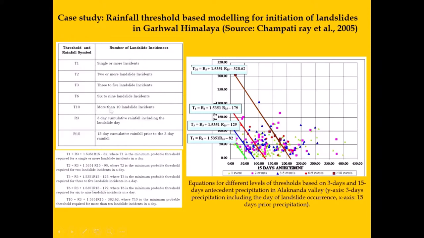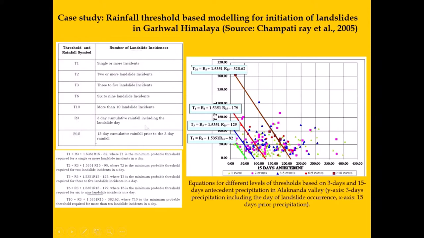Obviously, if more than 10 landslides happen in that area, that means rainfall also has to be of that much extent. So T10 obviously demands more rainfall intensity, more rainfall duration. Now, how do I calculate this? We take cues from R3 and R5. R stands for the cumulative rainfall. So cumulative rainfall of 3 days and cumulative rainfall of 15 days, including the day of landslide.